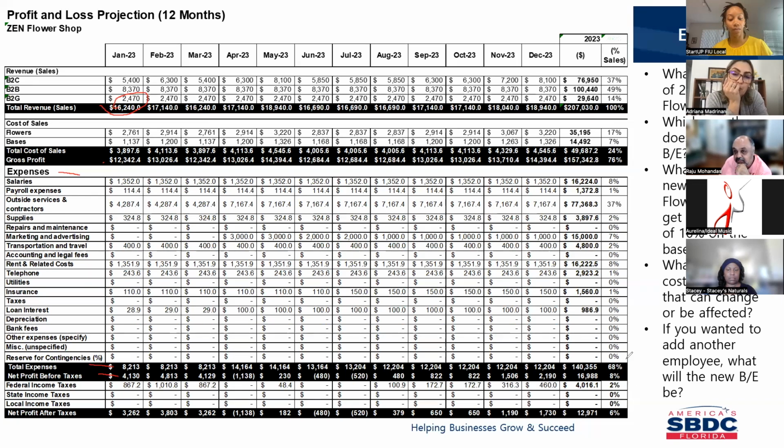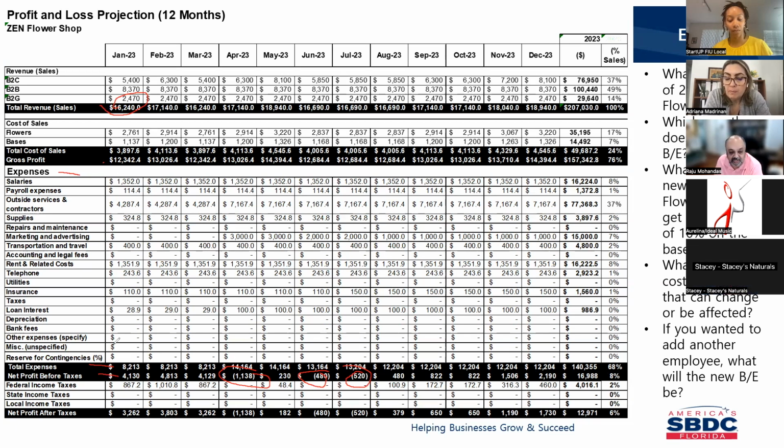And as you can see, it's changing. It changes every month. These months you had a loss. Okay, this month you had a loss, but the other months you were fine. And it depends on the time of the year and everything, depending on the business.